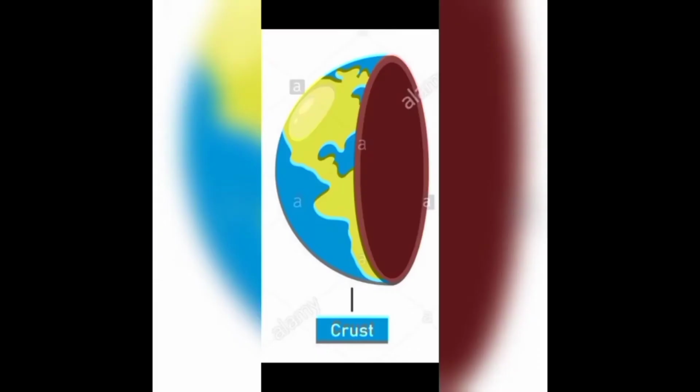As I told in the starting, we are going to learn about the Earth's 4 major layers. So let's start. The Earth's 4 major layers are the crust, mantle, outer core and the inner core. The outer core and the inner core are together known as the core. Now let's learn each of them one by one. Now let's start from the crust.